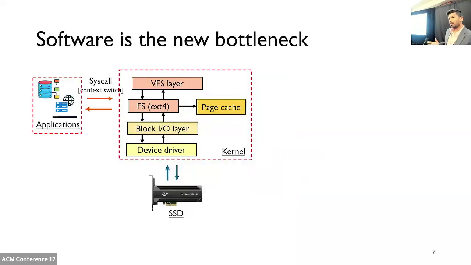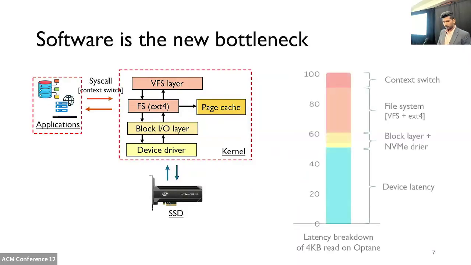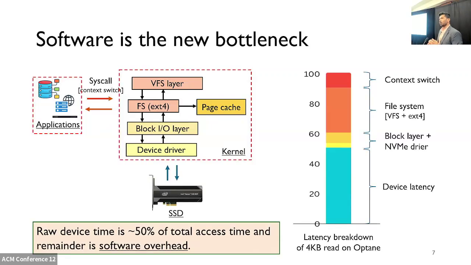Unfortunately, the conventional approach of accessing these devices through the kernel, where we incur a context switch and go through multiple layers, is pretty slow. Here I show you a latency breakdown of a 4 kilobyte read. You can see that 50% of the time is attributed to the raw device latency, and then there's 50% overhead. So this is quite significant.